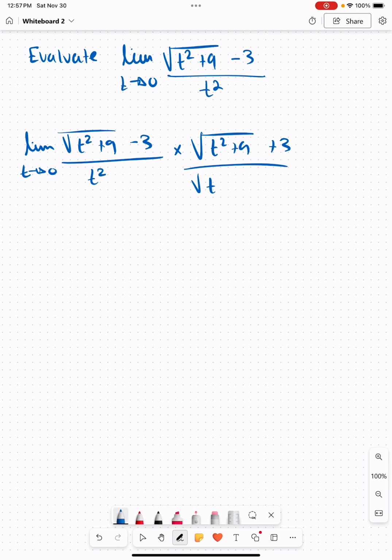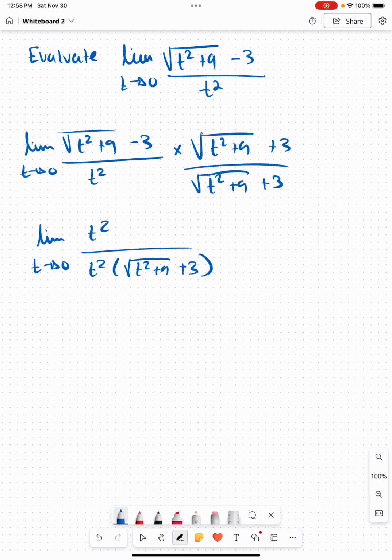And we're going to do the same with the denominator: the root of t squared plus 9, plus 3. And now we just multiply. We're going to multiply across in the numerator, and that's going to be just t squared. In the denominator, we're just going to have t squared multiplied by the root of t squared plus 9 plus 3. And we can see now, as t approaches 0, that the t squareds can cancel, and that just equals 1.